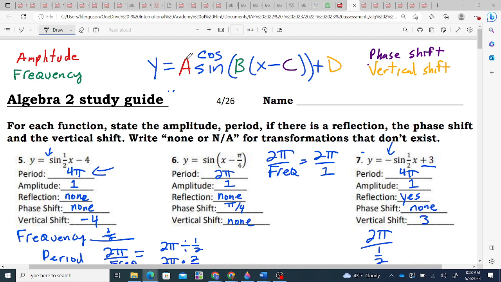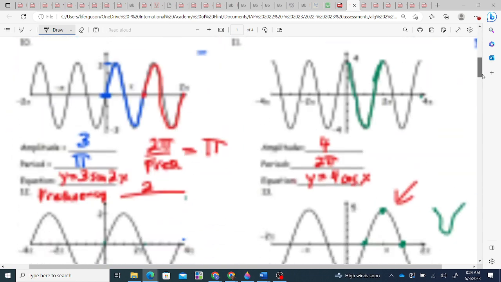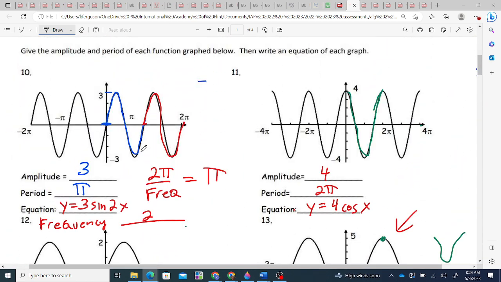A is the amplitude. That's the distance from the midline to the highest point on the graph, or the midline to the lowest point on the graph. Frequency is how many times you can get a complete cycle between 0 and 2 pi on your graph. Phase shift is when you move the graph either to the left or to the right, and vertical shift is moving the graph up or down. All right. So that translates into stuff like this.